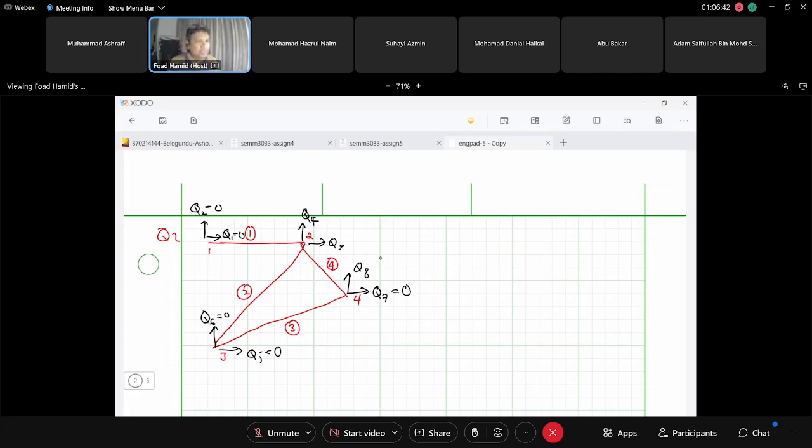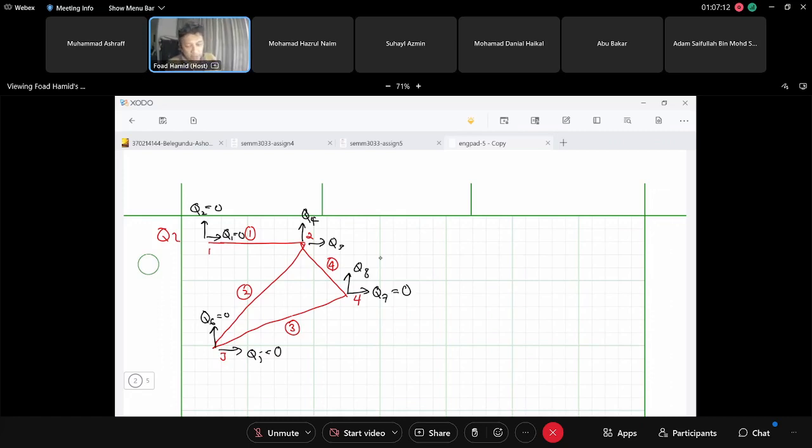So please, do not get afraid or intimidated because of the questions. In this case, it is just a 3 by 3 matrix, with only 3 unknowns. Our unknowns are Q3, Q4, and Q8. The rest are boundary conditions, because the boundary conditions are all zeros, right?